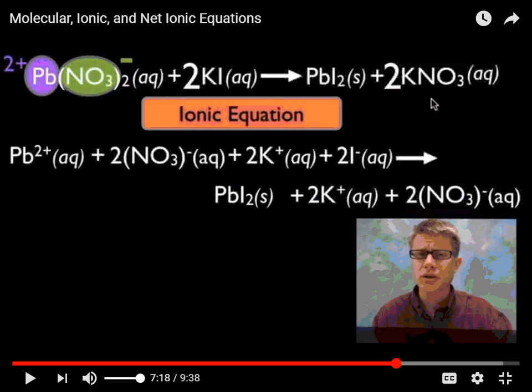Okay, so now discussing in your groups, who do you think are going to be our spectator ions, meaning the ones that don't do anything? They're sitting there looking pretty from beginning to end. Nitrate. Potassium.